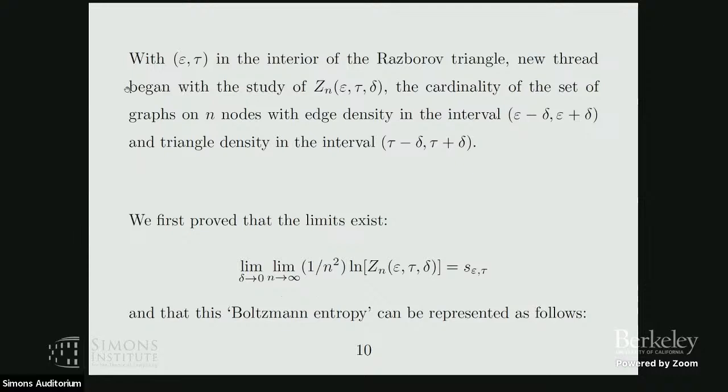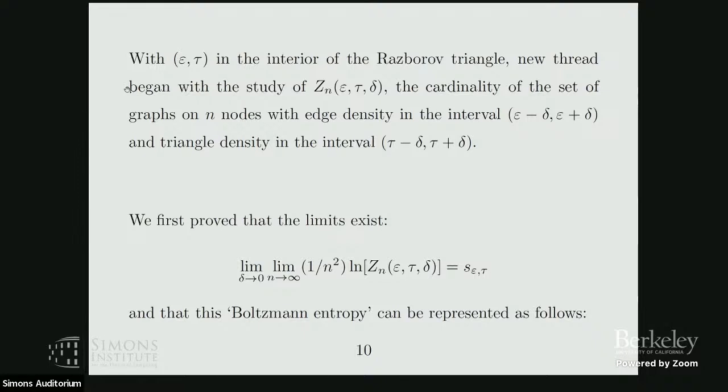Pick a point inside, in the interior of that Razborov triangle, an accessible pair of edge and triangle densities, but in the interior. Look at Z sub n. Z sub n is just counting the number of graphs on n nodes with edge density epsilon, triangle density tau, but with a little wiggle room, delta.